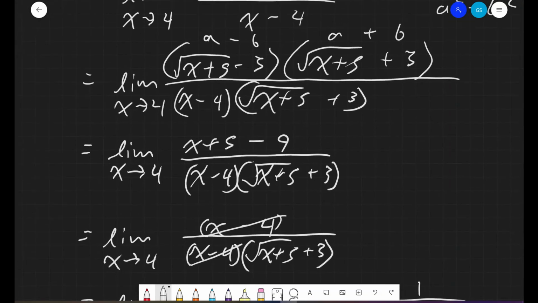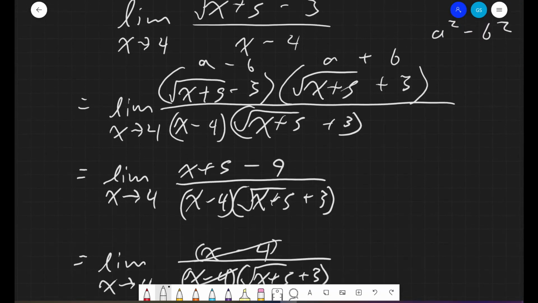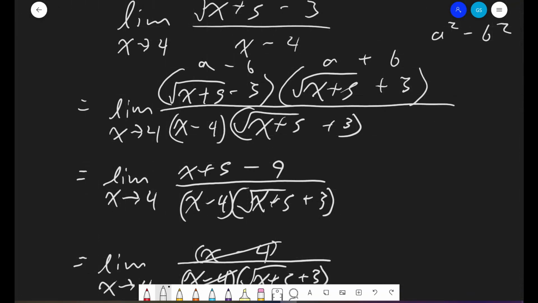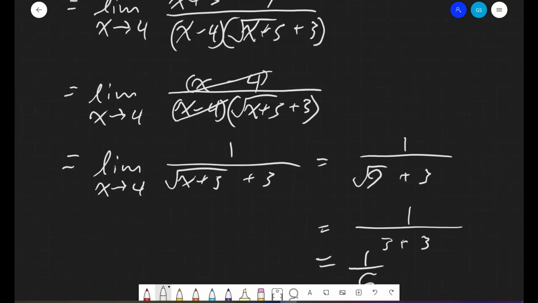You work backwards, because generally when you have the radical in the denominator, you try to get rid of it. Here you're working backwards, just some algebraic manipulation. And yeah, that's pretty much it.